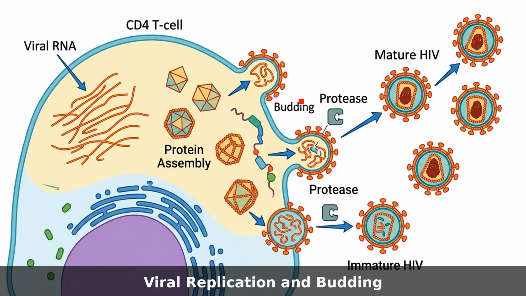Over time, HIV destroys increasing numbers of CD4 T helper cells. These cells may die because the virus destroys them directly. The immune system kills infected cells, and chronic immune activation leads to cell exhaustion and death. As CD4 cells decline, the immune system becomes progressively weaker.